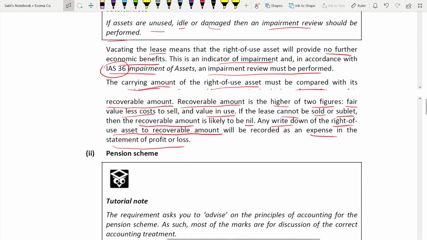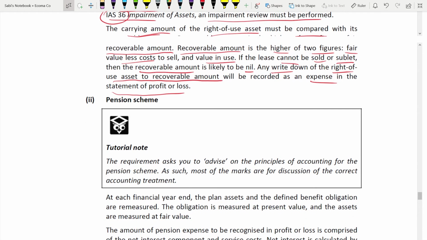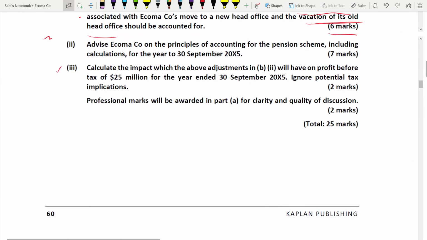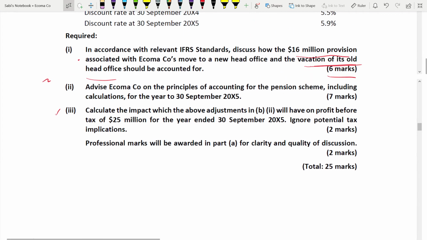Now we are moving to the last part. Okay. It's about pension scheme. This is also very easy. In fact, I just love this paper. I don't know which one, March 2020. This question is such a lovely question.